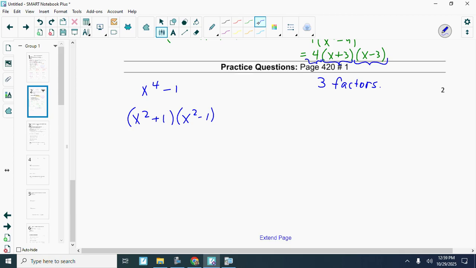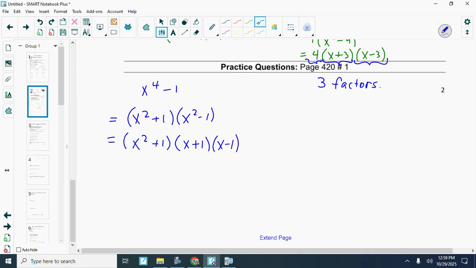Why aren't we done? It's not simplified because one of our factors that we just did is still a perfect square. This one here, x squared minus 1, is still a difference of squares. This one we're done with, we can't do anything more with it, so we just write it down again. But we can factor this one: x plus 1, x minus 1.